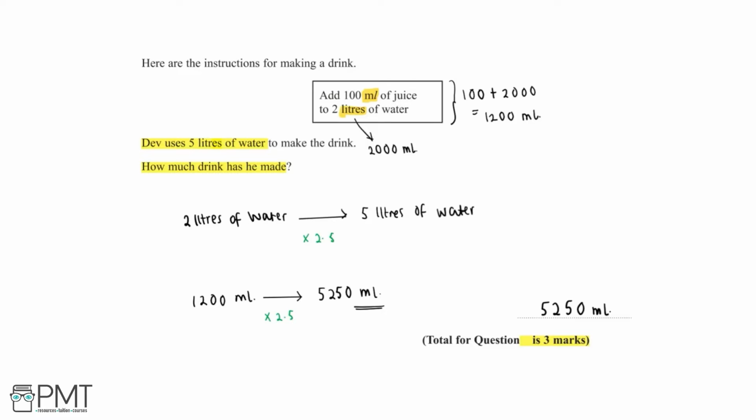We get the first mark for finding the correct multiplier of 2.5. We get the second mark for using this multiplier to find how much drink he has made using 5 litres of water, and to do this, we did 1200 multiplied by 2.5. And finally, we get the third mark for getting the correct final answer of 5,250 millilitres, which could also be written as 5.25 litres, allowing us to get the full 3 marks needed in this question.